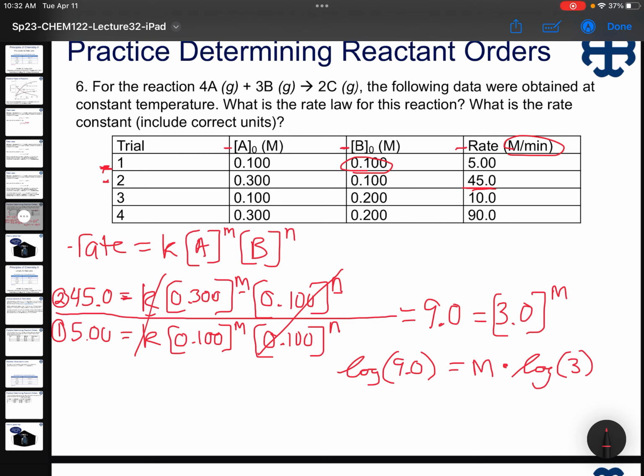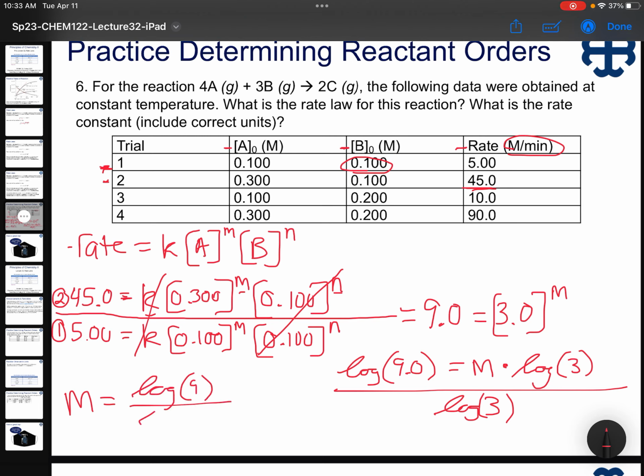And then if we want to isolate m, we just divide each side of our equation by log of 3. Then we would end up with m is equal to the log of 9 over the log of 3. If we were to put that into our calculator, we should get that m is equal to 2. Okay. So that is how we would solve for m.